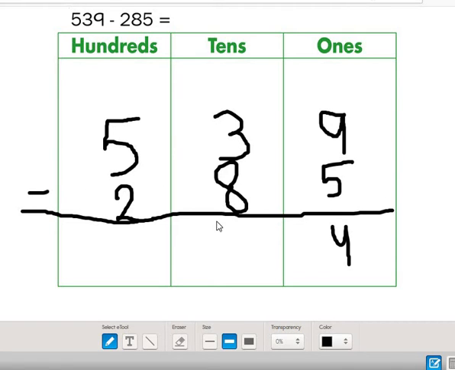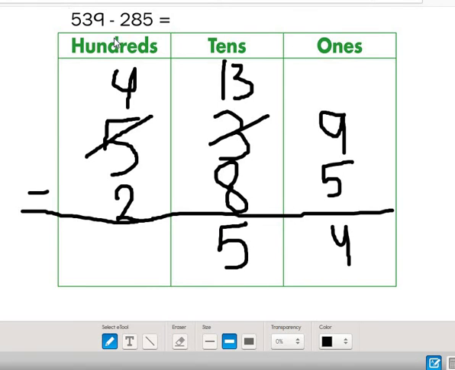Now 3 minus 8. Can we subtract 8 from 3? 3 is less than 8. So we cannot. We have to regroup. So this 5 is going to be 4, and this 3 is going to be 13. So 13 minus 8 equals 5. And 4 minus 2 equals 2. So the difference is 254. So easy, right, grade 2?